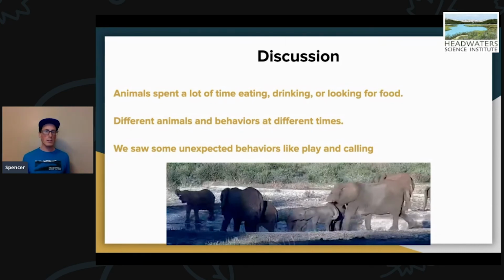It was also interesting to see how different animals and different animal behaviors happened at different times. This makes a little bit of sense because some animals are maybe better at being out during the day, where others are more nocturnal and are better at being around at night.